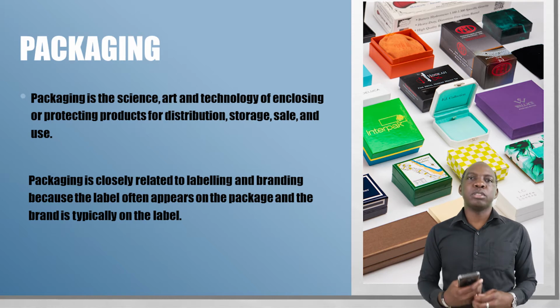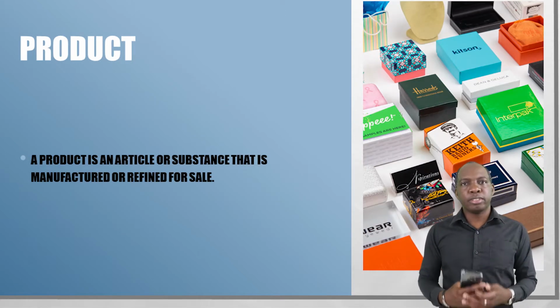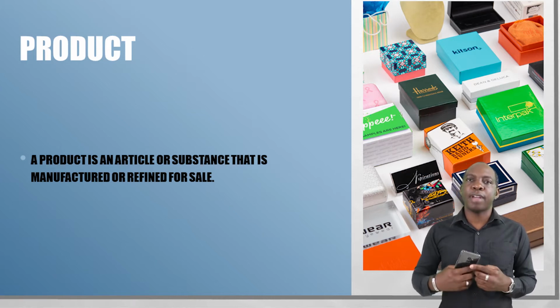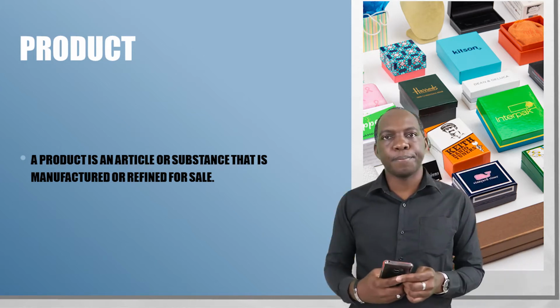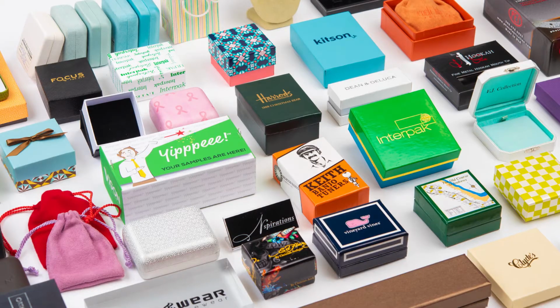Packaging is closely related to labeling and branding because labels are often found on packages and the branding is often found on the labels. A product is an article or a substance that is refined or manufactured for sale. It is necessary for a product to be packaged properly for a number of reasons, which we'll be discussing later on in this video. A package can take the form of a bottle, box, can, carton, cover, pouch, wrap, or any other enclosure that is used for containment, preservation, promotion, and/or protection of an article.